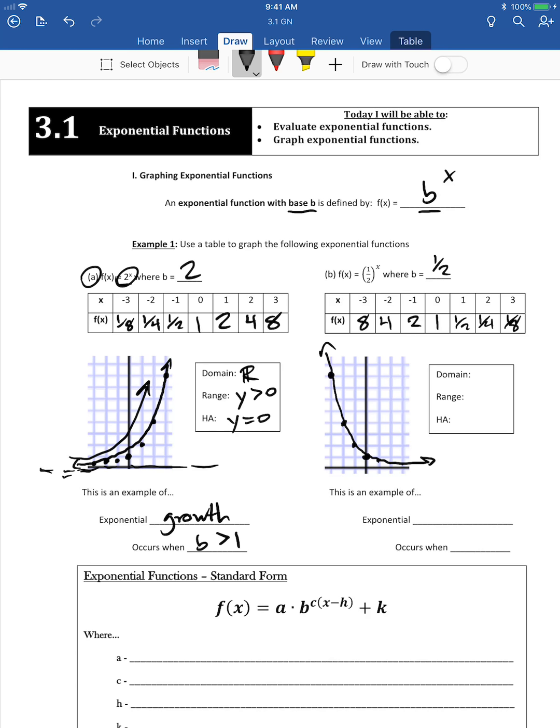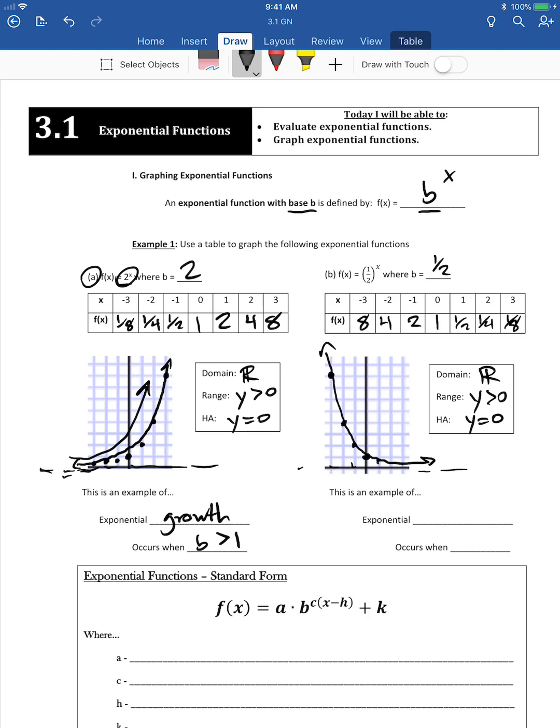My domain again is all real numbers. I can plug in anything for x. My range looks like it's the same. Y just has to be greater than 0. It will never be 0. It will never be a negative number. And then I have the same horizontal asymptote here at y equals 0, the x-axis.